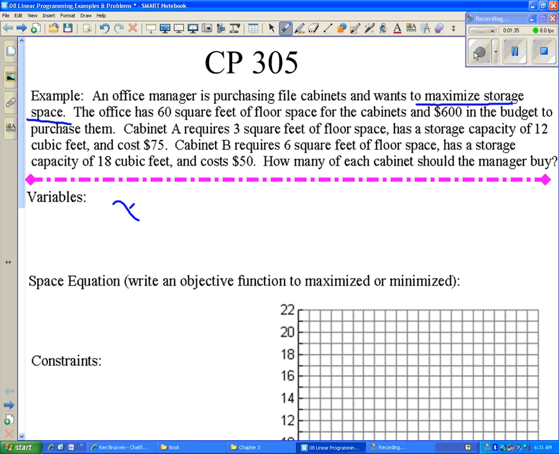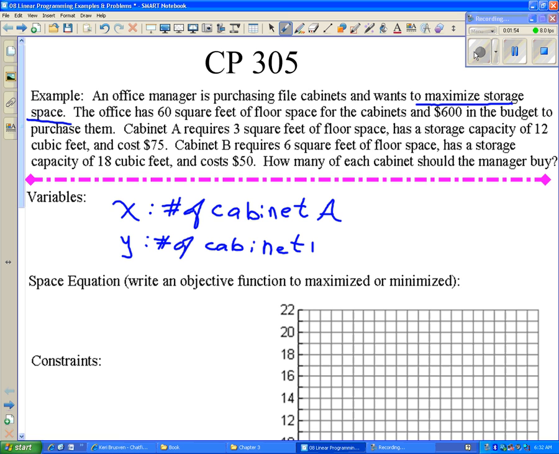So my variable x is going to be the number of cabinet A because I have 2 different types of cabinets. X is the number of the first one. Y then is going to be the number of cabinet B. The big thing that I want to come up with is my objective function, maximizing storage space. Once I have that objective function, I can talk about my constraints.